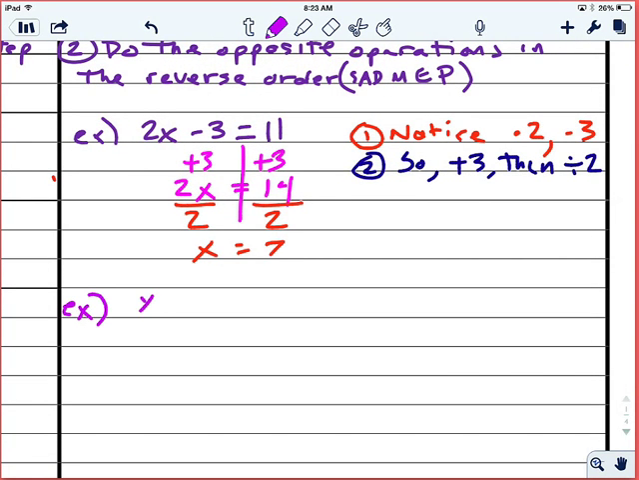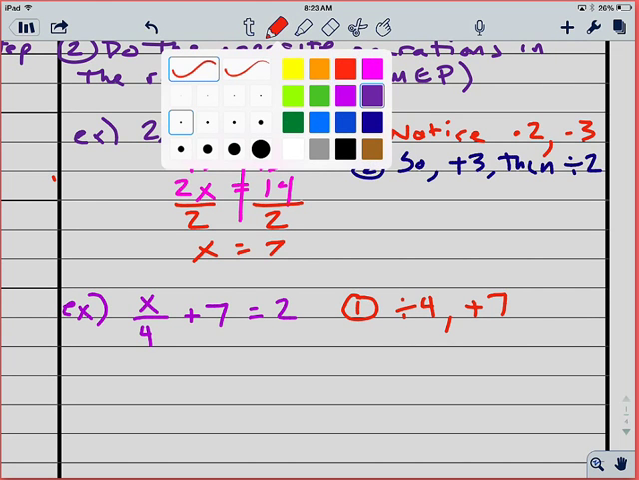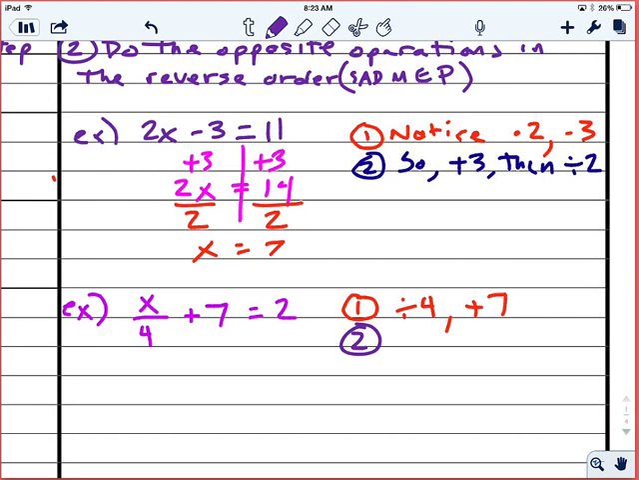Let's look at x over 4 plus 7 equals 2. We'll make it 2 is fine. So first thing I'm going to do is notice that I have divide by 4, then plus 7. And then my second step is going to be to do the opposite backwards, or think about the opposite backwards. So I'm going to subtract 7, and then the opposite of division is multiplication, so I'll multiply by 4.